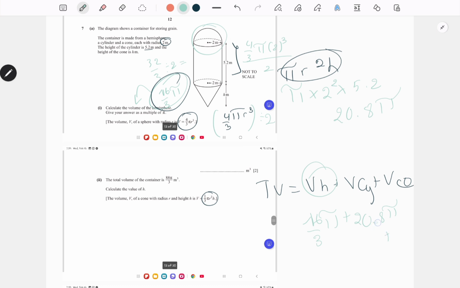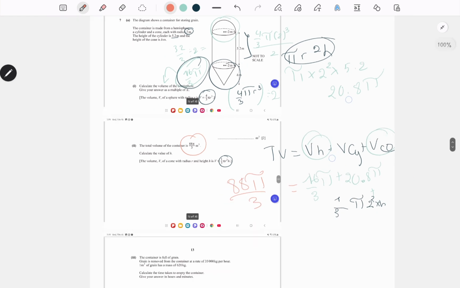And then we're going to add it to the volume of the cone. We know the volume of a cone, it is 1/3 times pi times the radius, which is 2 squared times the height h, which we need to find. All of it is equal to what? It is equal to 88 pi over 3.